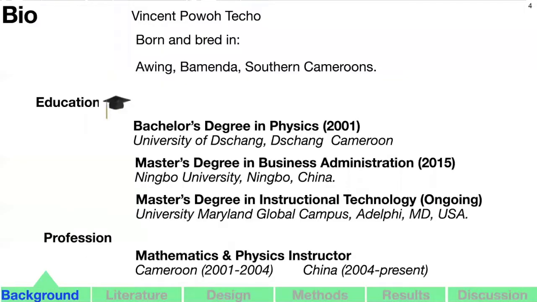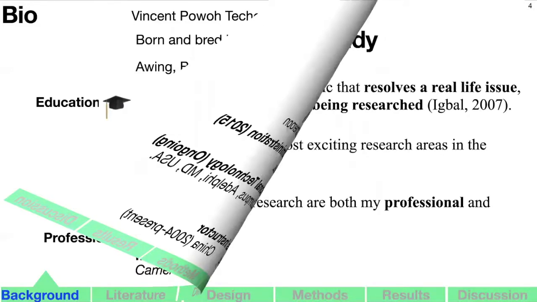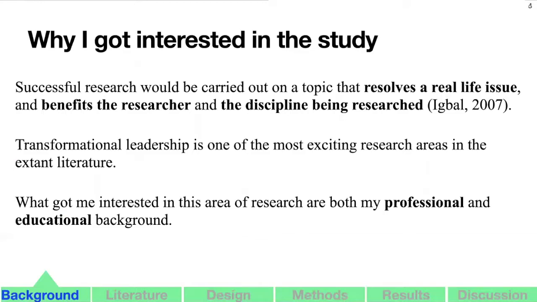So I grew up in Bamenda. I earned my bachelor's degree in physics in 2001, and I went straight into teaching mathematics and physics. And then in 2004, I relocated to China, where I began working at an international school as a mathematics and physics teacher, where I've been working until today, although I've changed schools a number of times. So that is the background that leads to why I chose this research topic, because I need to improve myself professionally and educationally.